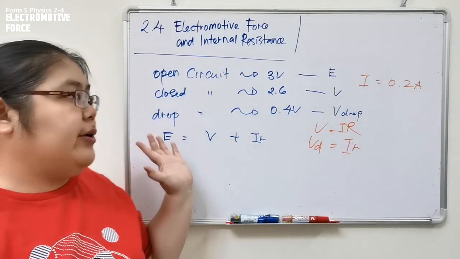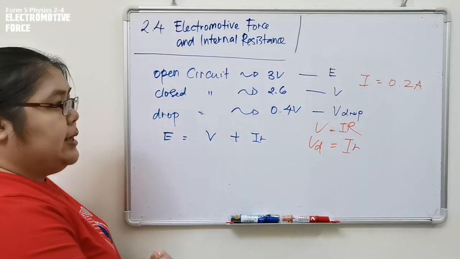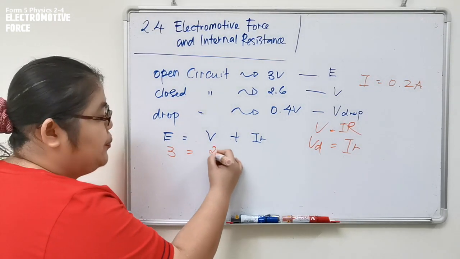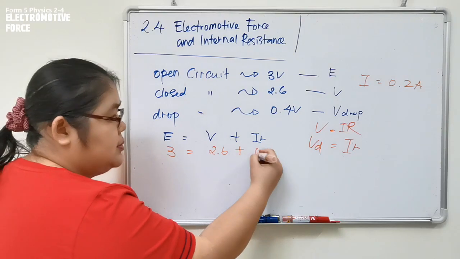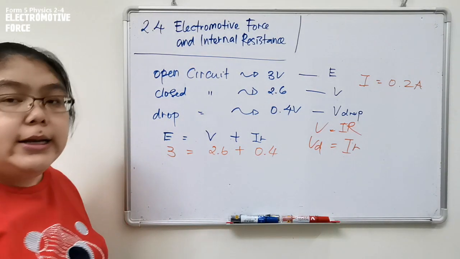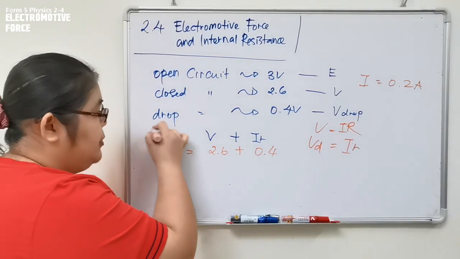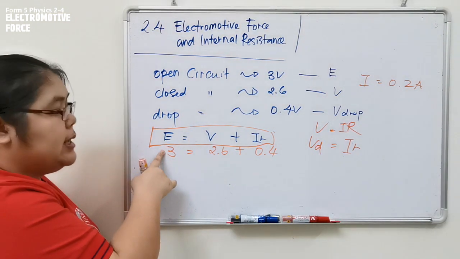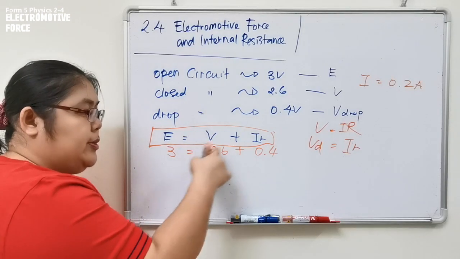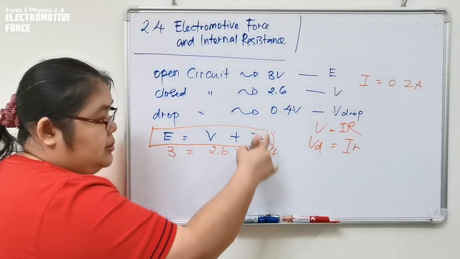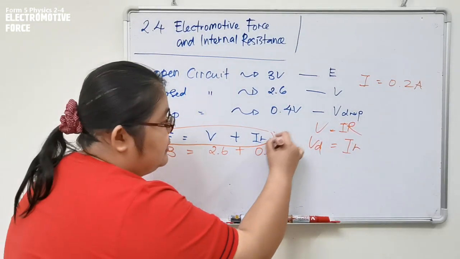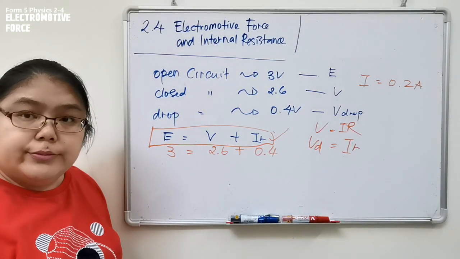So from here, I can create the formula like this: 3 volt equals 2.6 plus 0.4. The formula I want to create is EMF equals the potential difference plus the current passing through times the internal resistance. This is the EMF equation.